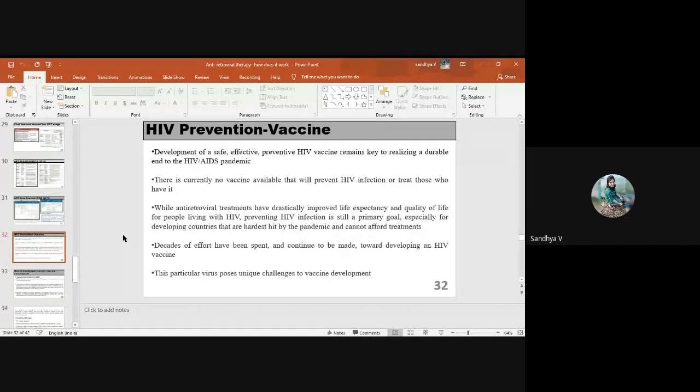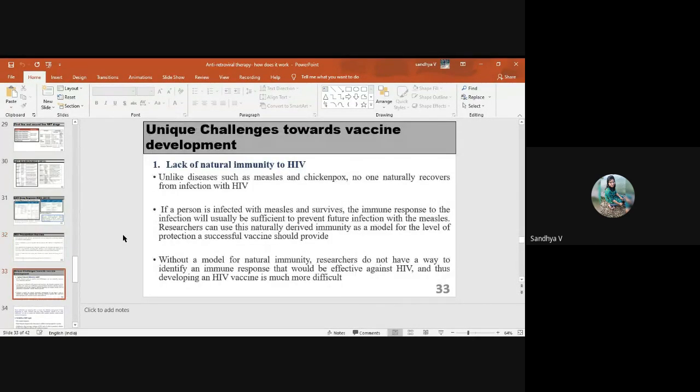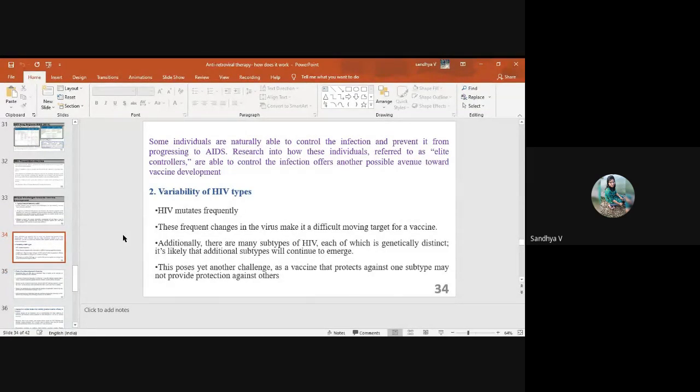But there are some unique challenges faced by researchers in designing the vaccine. The first unique challenge is the lack of natural immunity to HIV. There is no data that anyone naturally recovers from HIV infection. Once you get HIV, your immune cells will be under the control of HIV. So this virus is unique, and it will not be controlled by our natural immune system. But some individuals have a defensive mechanism against HIV. They are called elite controllers. These elite controllers synthesize neutralizing antibodies. These neutralizing antibodies won't prevent HIV infection, or cure HIV infection, but they will suppress the viral replication.